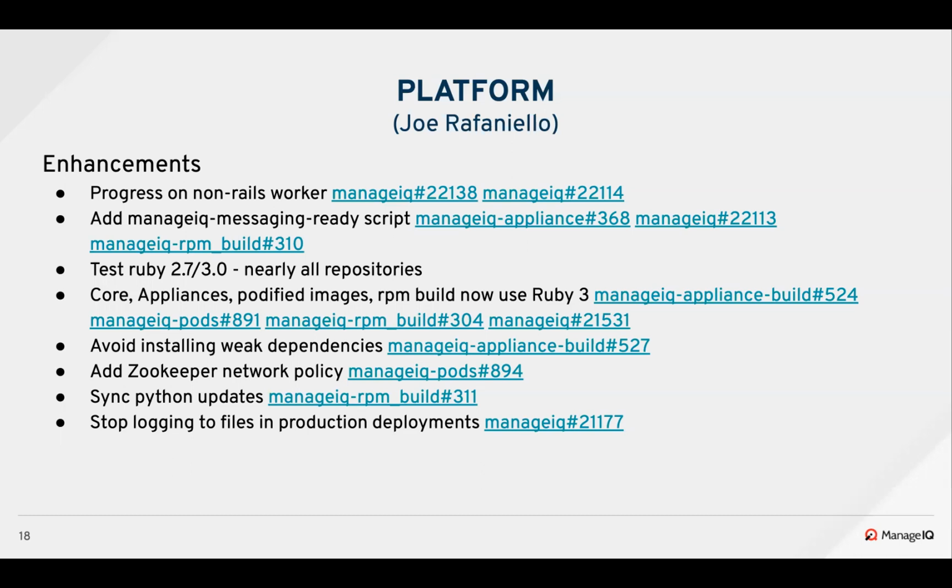Next, Nasser added a Zookeeper network policy. Jason updated the Ansible Python virtual environment dependencies. And Jason also removed logging to files in production as it duplicates journal logging, and Codified uses standard app. Next slide.